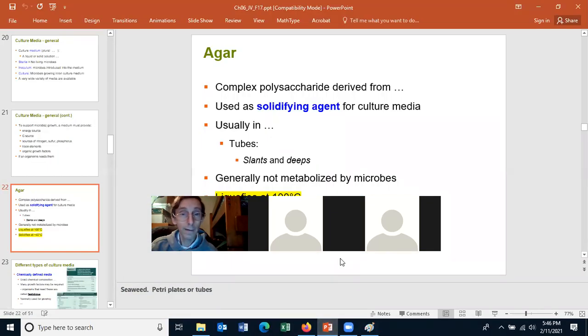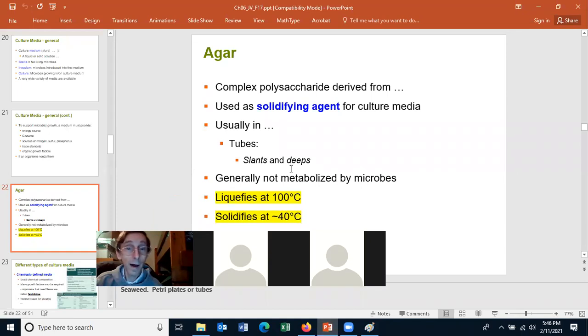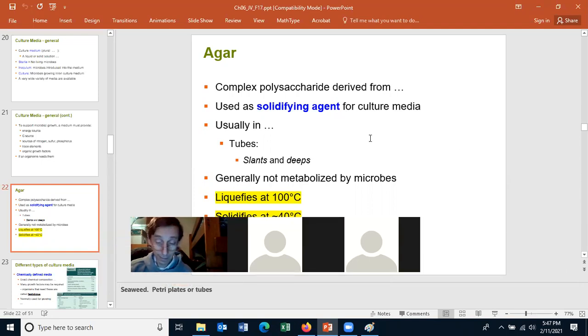All right, so that's showing you a slant and a deep. Agar is generally not metabolized by microbes, so the agar will not be liquefied, meaning there's almost nothing that can digest agar. Any questions about that? Why agar is often used as the solidifying agent: there are almost no microbes that digest it. When you have gelatin or starch, there are lots of microorganisms that can digest those two as the solidifying agent, and then your media is no longer solid.